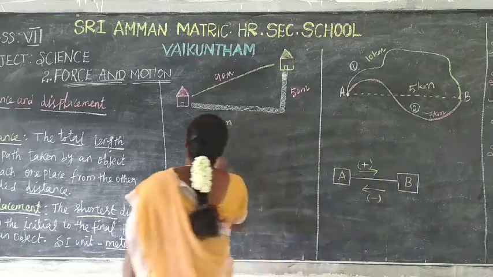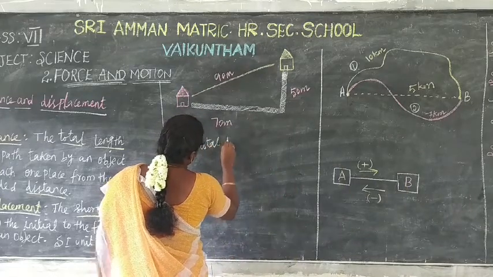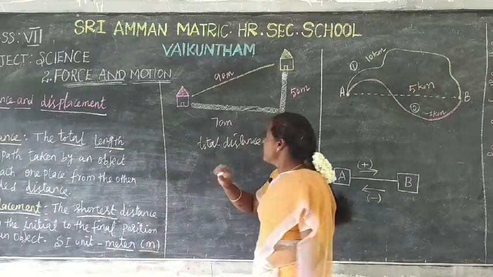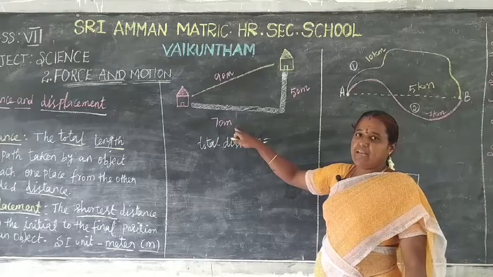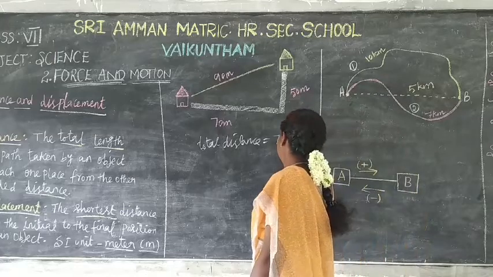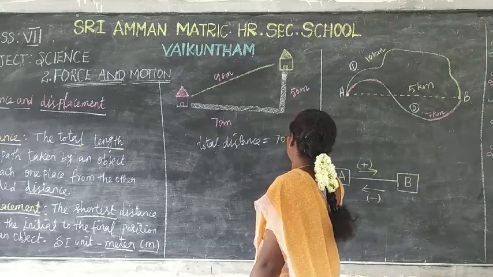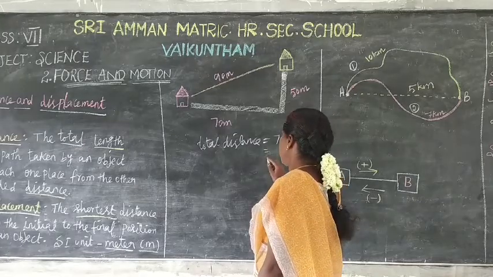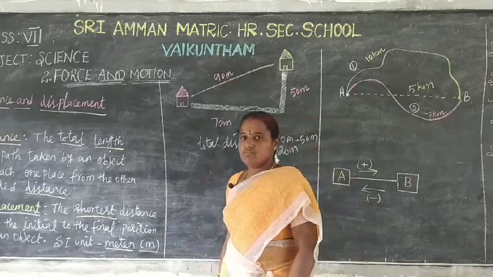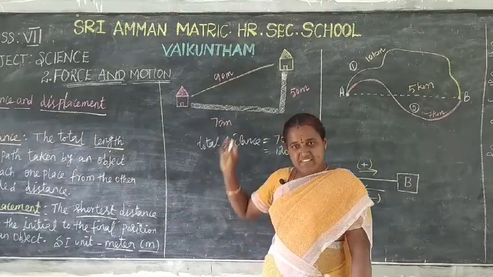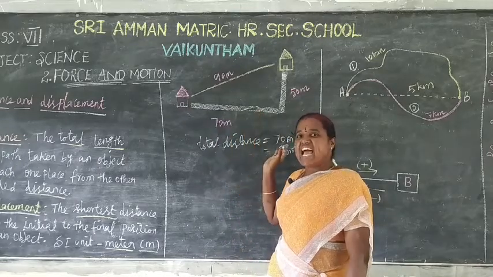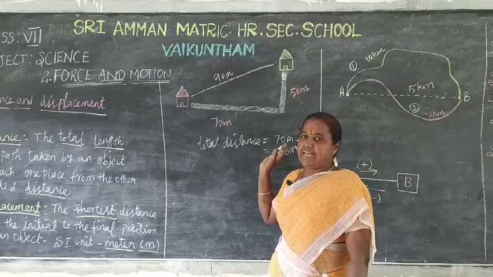Total distance equals this distance, 70 meter, plus this distance, 50 meter. Therefore, the total distance is 120 meter. Suppose this length is 70 meter and this length is 50 meter. The total distance travelled is 120 meter.